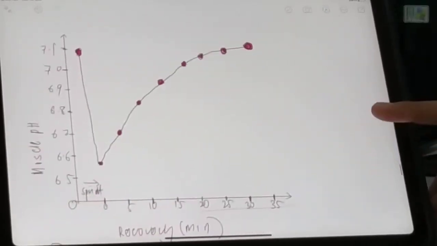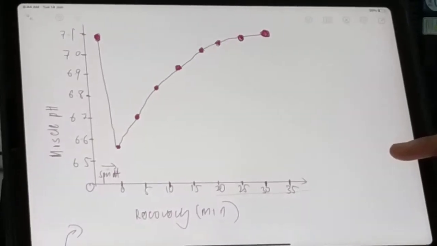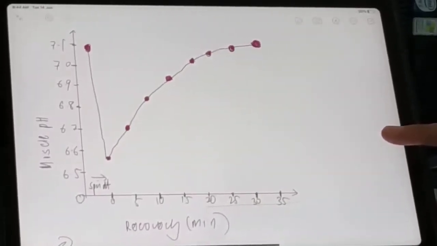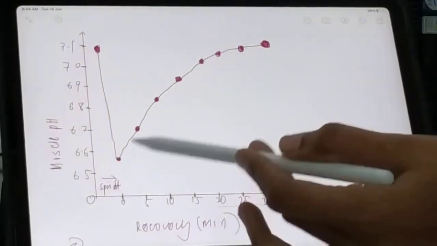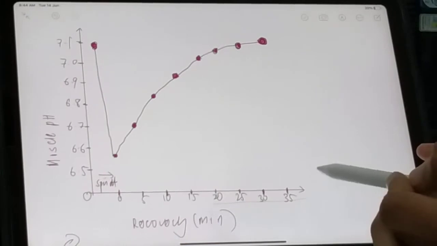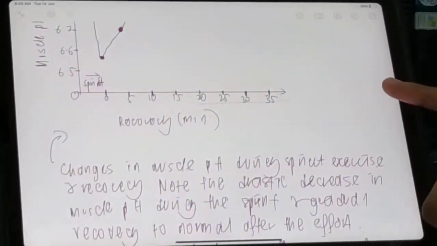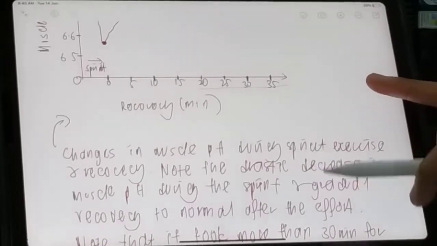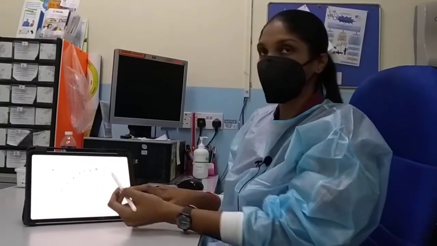This is a graph. The x-axis is the recovery time and the y-axis is the muscle pH. In the initial phase, the pH is 7.1, and then it drops further to 6.6 when the person is almost at sprint. Then at the end, it goes back to pH 7.1 at the time of 35 minutes. So here there are changes in muscle pH during this sprint exercise and recovery. There will be a drastic decrease in muscle pH during the sprint, and gradual recovery to normal after the effort. It will take more than 30 minutes for the pH to return to normal, so 35 minutes for this.